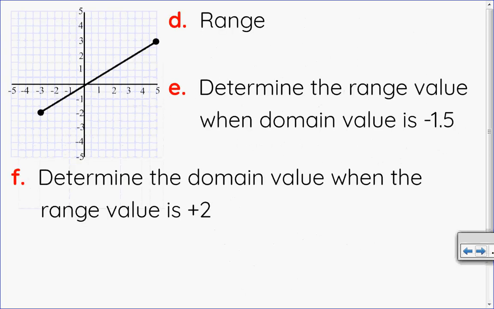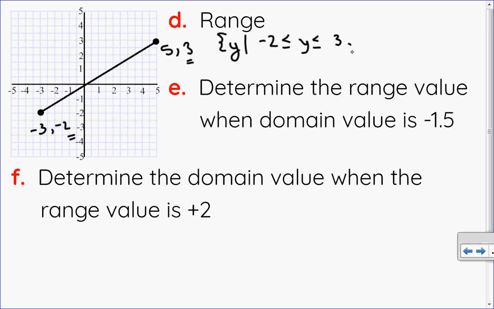Let's look at the range. Again, my points were -3 and -2, 5 and 3. So my range is the set of all y such that, now we're looking at our y values, y is literally in between -2 and 3. So place y in between there with your inequality notations. y is an element of the reals. Or in interval notation, you can say it's in between low number and high number. Lock it in for both.